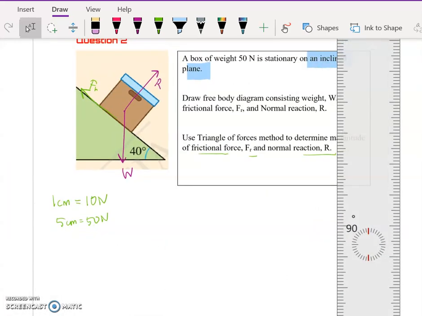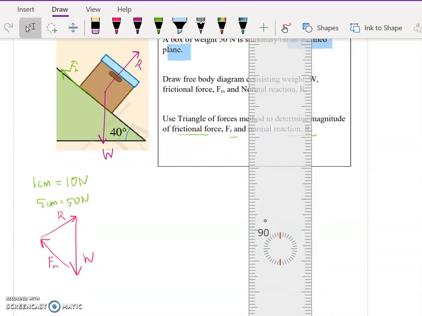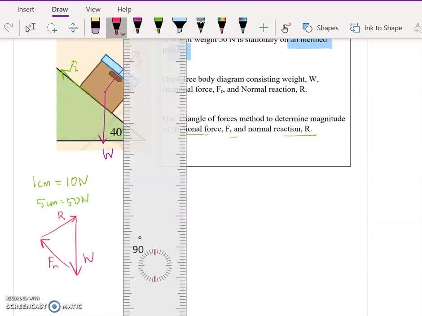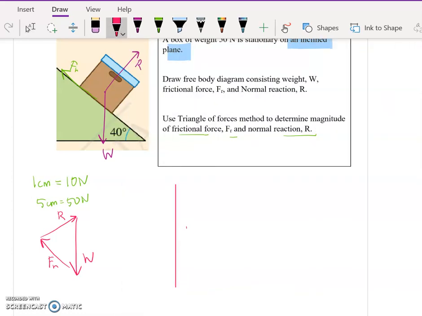we can draw a rough drawing here, before we start drawing a scaled drawing. So your rough drawing of triangle of forces should look like something like this. Okay, so now the next step, draw a vertical line downward. So that should represent your weight. Take 5 centimeter line of weight. So this one should be 5 centimeter to represent your weight.